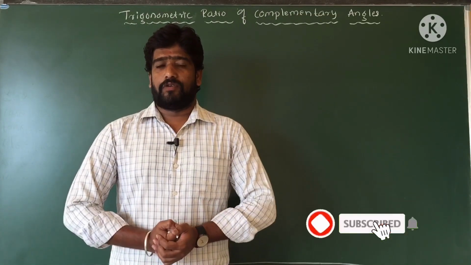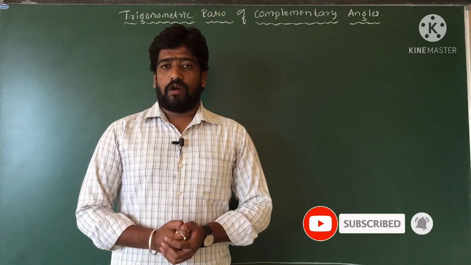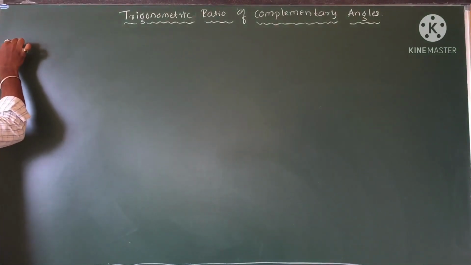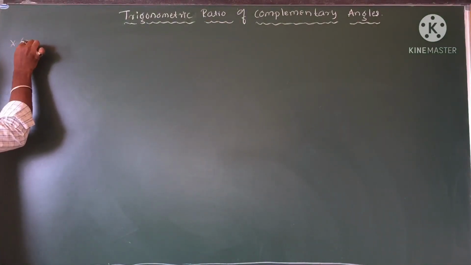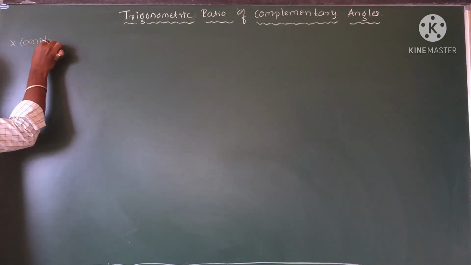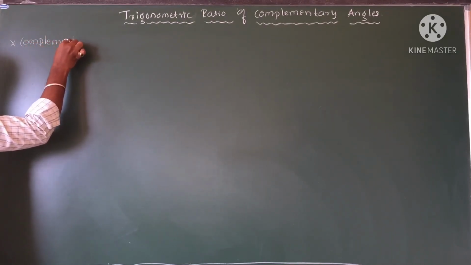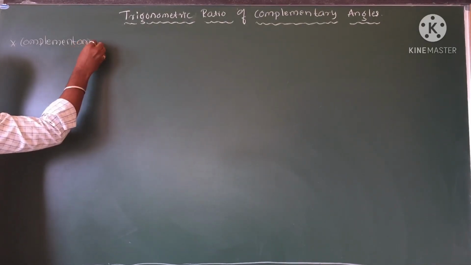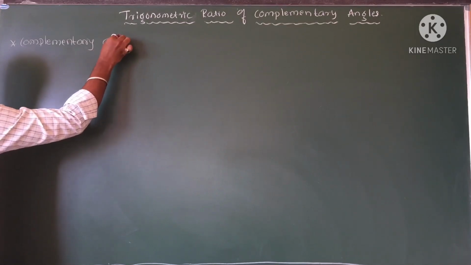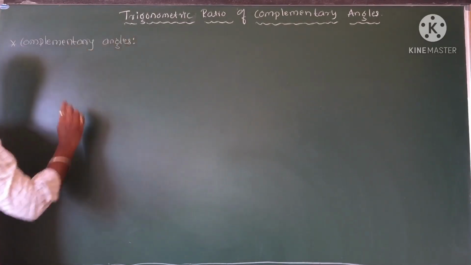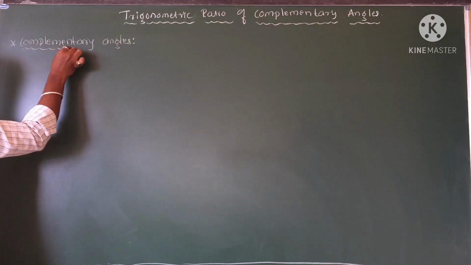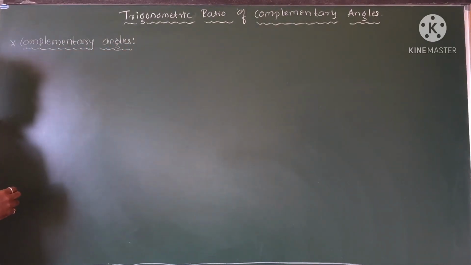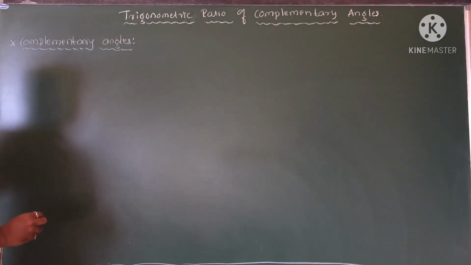Today's section I am going to discuss trigonometric ratios of complementary angles. So what are complementary angles? First, write down here: complementary angles. Two angles are said to be complementary if their sum is equal to 90 degrees.